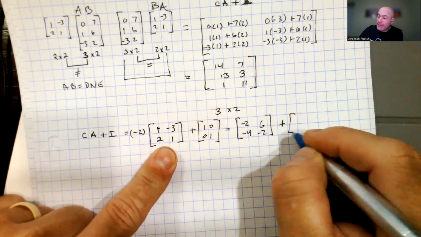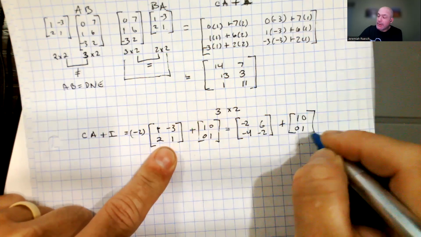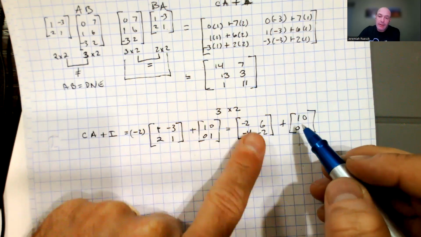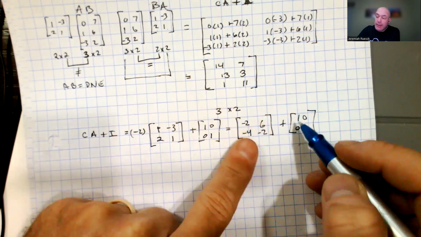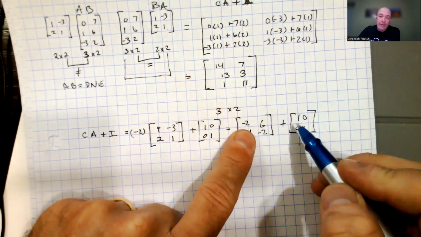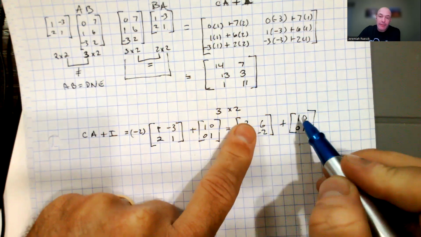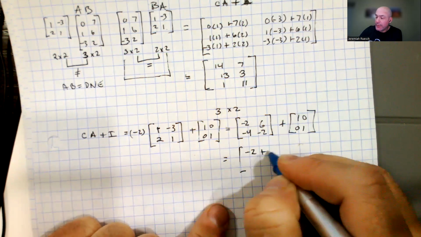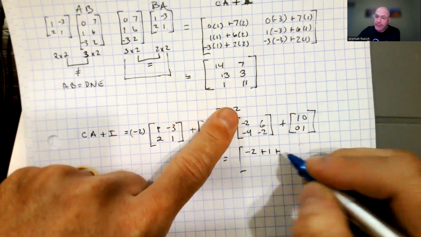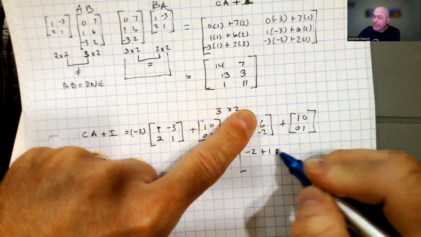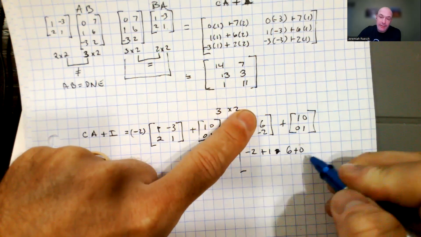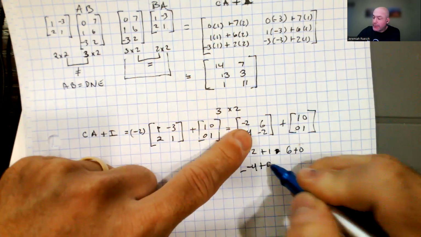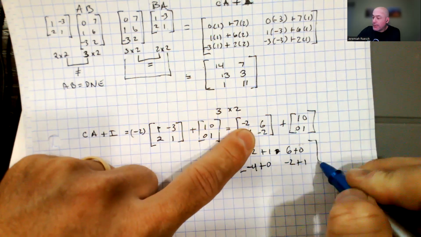Okay. So I'm going to add to this the identity matrix. And so multiplying by a scalar, you multiply each element in the matrix. Adding, as we saw earlier, is element-wise, meaning corresponding elements add together. So in this situation, I have -2 plus 1. That's these two elements, plus 6 plus 0. Sorry, that's not a plus. 6 plus 0. I meant the plus for the 6. All right. 6 plus 0. Here we have -4 plus 0, and then -2 plus 1.